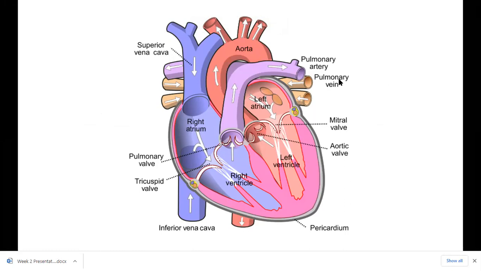And then on this side, we have the pulmonary vein into the left atrium, mitral valve here, and then that goes into the left ventricle. And then we have the aortic valve right here, and the blood leaves the heart through the aorta.